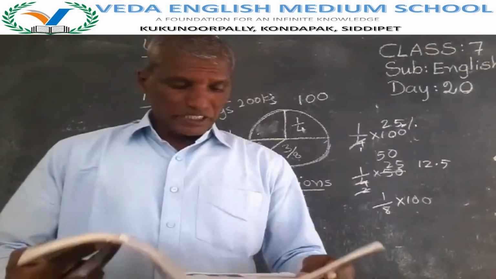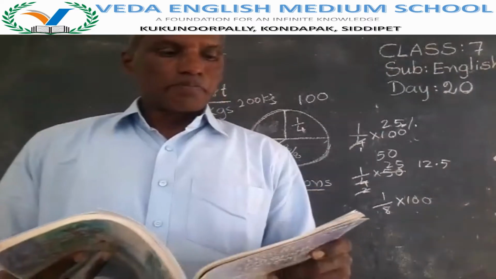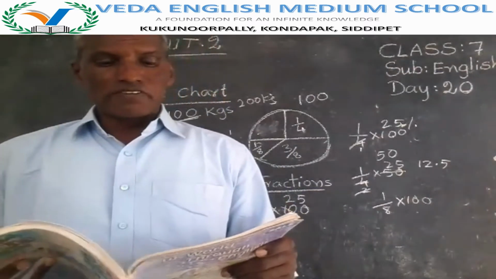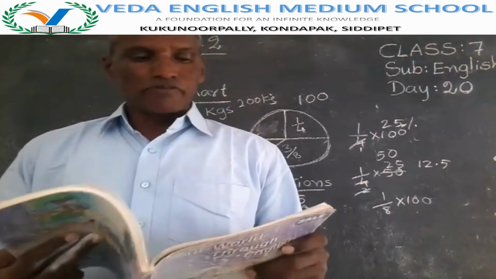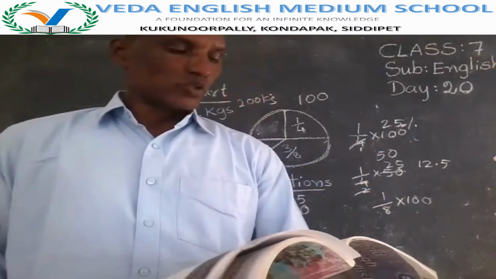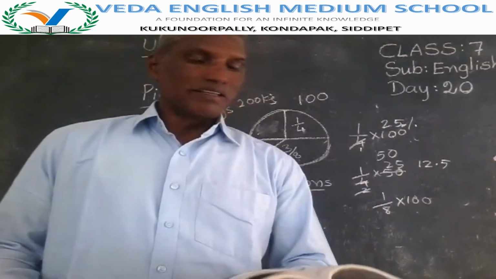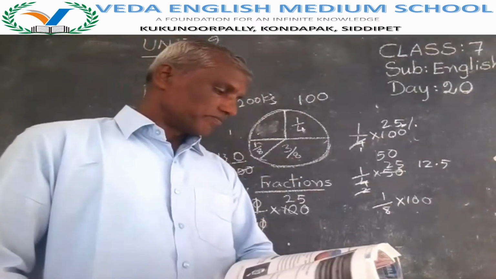Please take page number 32. First you study the pie charts and answer the questions given below them. Distribution of weight in human body. In the human body we have different things: water, other elements, or proteins, whatever may be. So we have these 3.